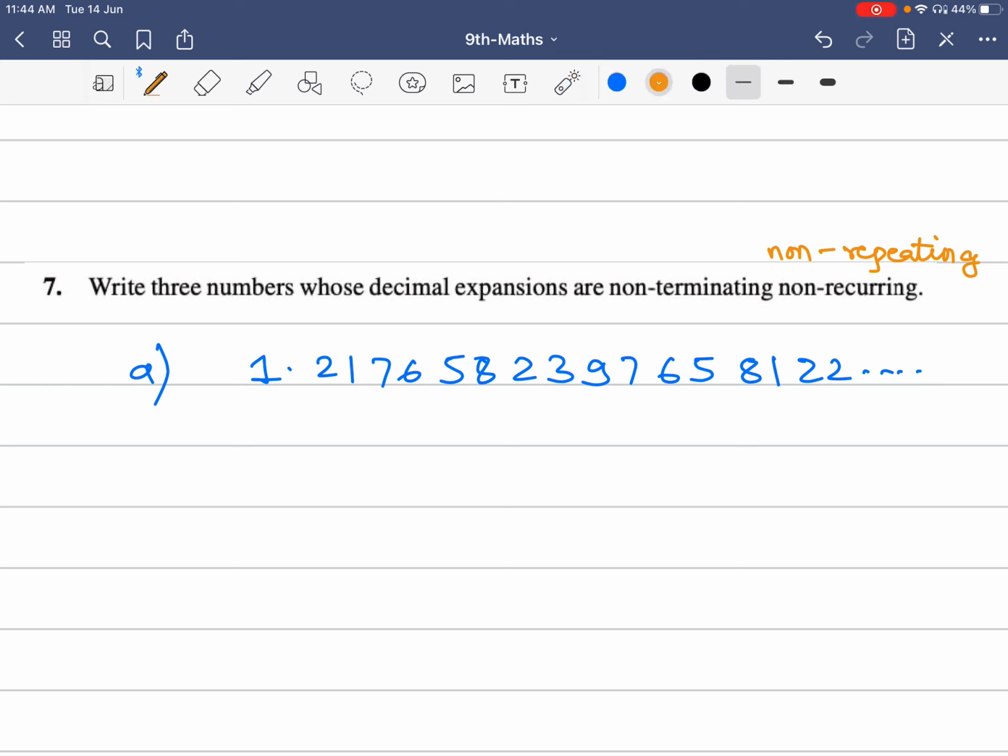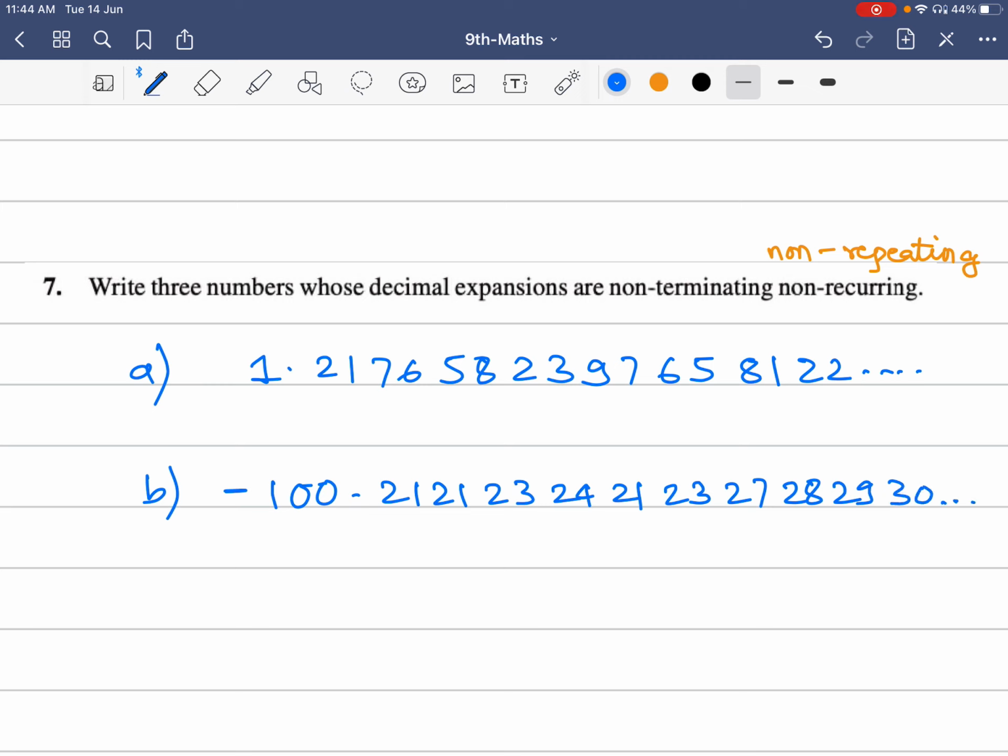Similarly, you can write down other numbers. Okay, I'm going to just blindly write. So I can even have negative numbers. So negative, let's say 100 dot 21, 21, 23, 24, 21, 23, 27, 28, 29, 30, and dot dot dot. So again, as you can see, there is no valid repetition. 2121 has repeated, but it has not repeated again. So there is no pattern in the repetition. Random digits are coming after my decimal point. So minus 100 dot this is again a valid irrational number whose decimal expansion is non-terminating and non-recurring, non-repeating.